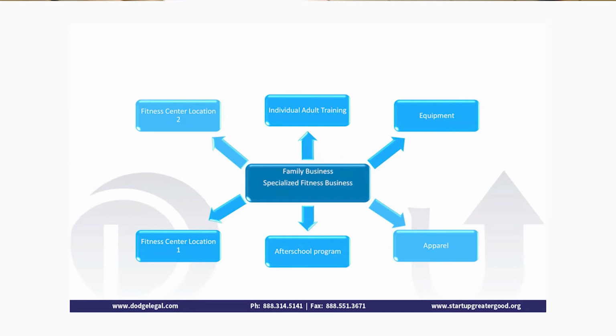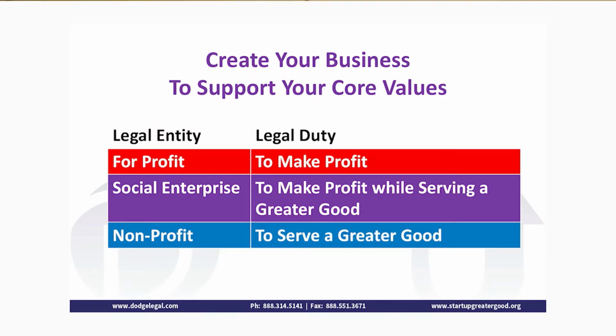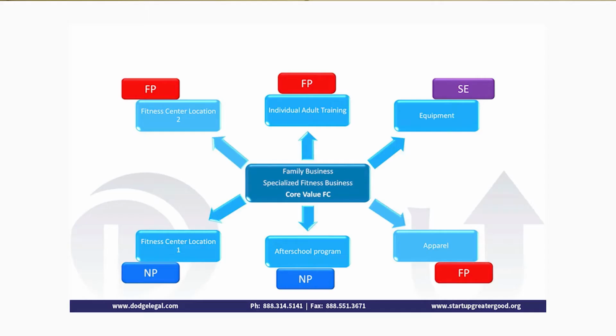So once we decided on this, then we said, okay, we're going to go through the executive summary of legal entities, which I will share with you. But basically, we broke it down into core values. For-profit means you just want to make a profit, and there's nothing wrong with that. A nonprofit is to serve a greater good, and then a social enterprise is to make a profit while serving a greater good. And here's where we ended up.